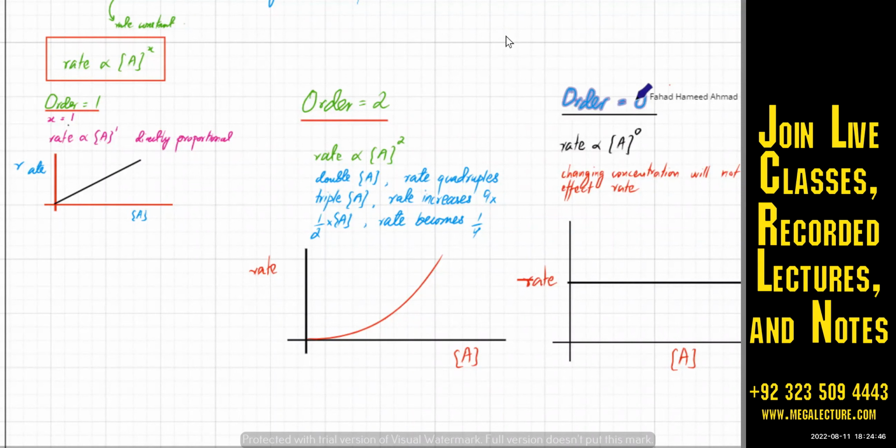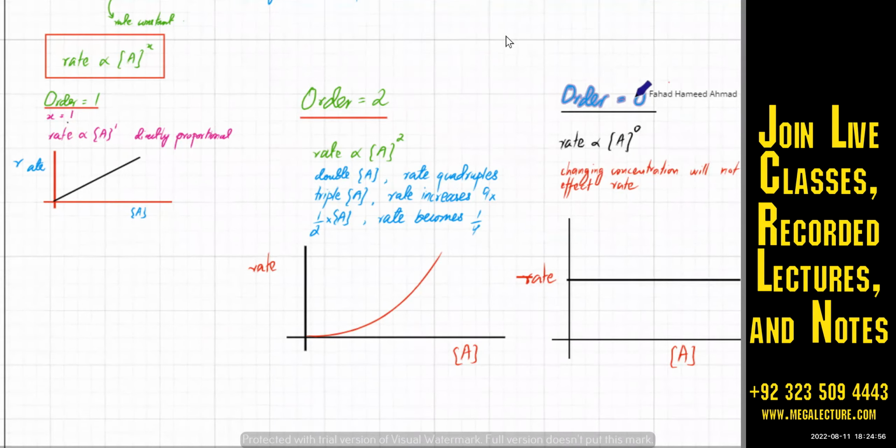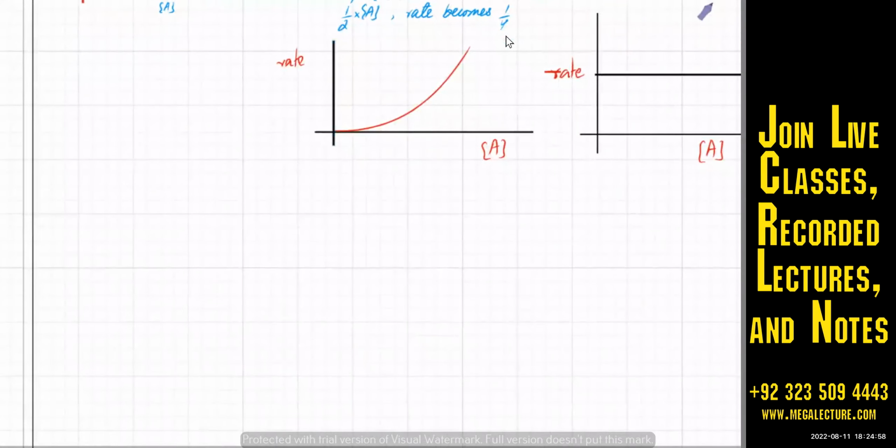Building on top of this, the next question is how do you actually figure out what the order of reaction is? If I have a simple reaction, NaOH reacting with HCl, and they end up producing NaCl plus H2O, how would I know what the order of the reaction is?